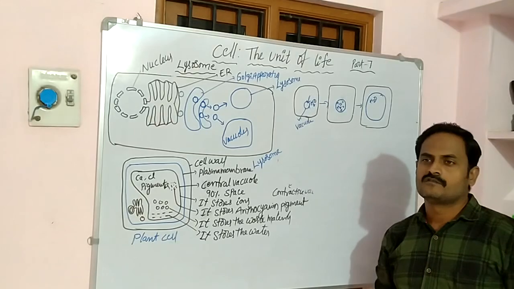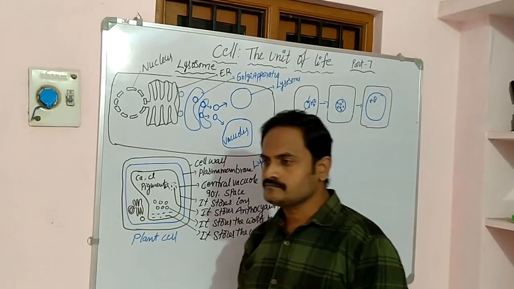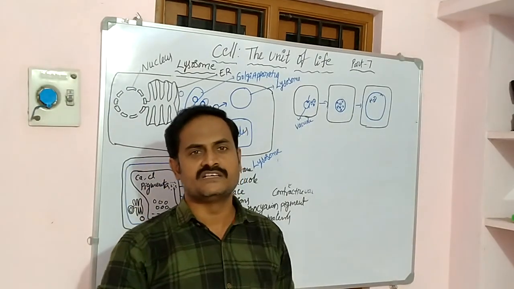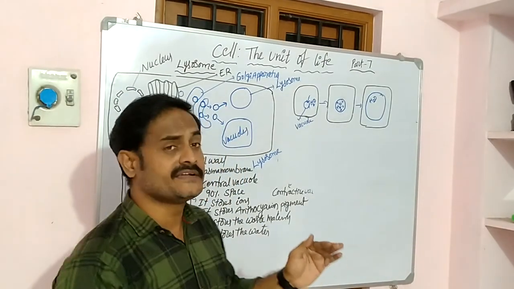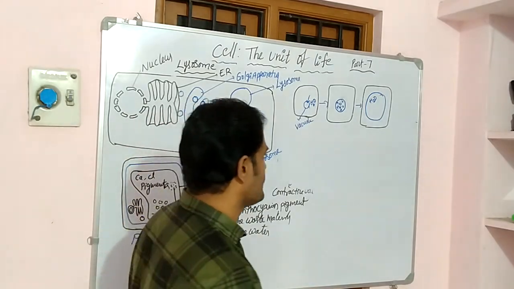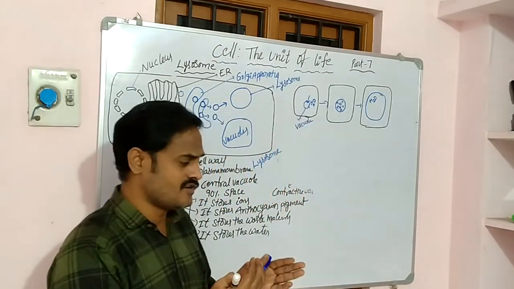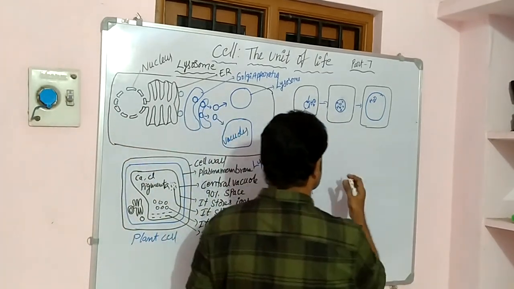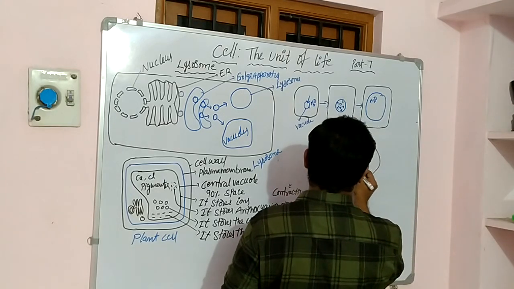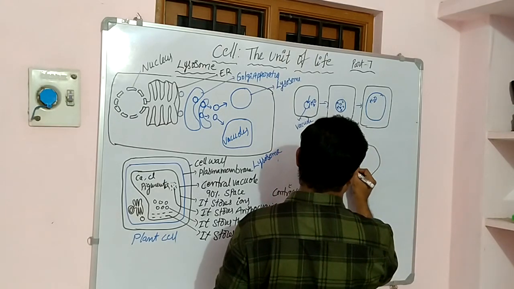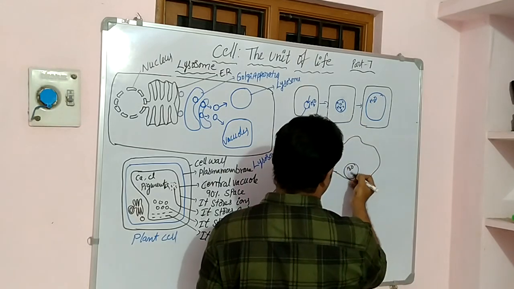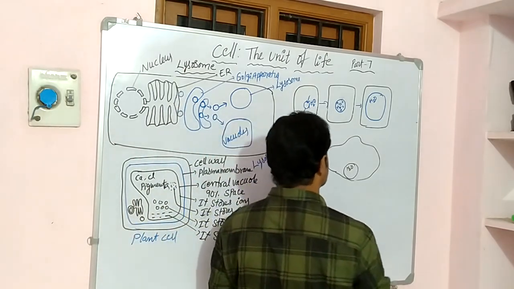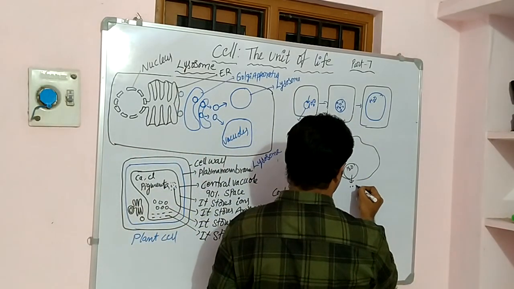So mostly when we observe the amoeba cell, one more important function of the vacuole is that it participates in osmoregulation. Remember, already we discussed it. The extra amount of water enters into the contractile vacuole. Suppose this is the amoeba cell. Then this is the contractile vacuole. Water enters into the contractile vacuole. Then what will happen here? The water is eliminated from the vacuole to the outside.